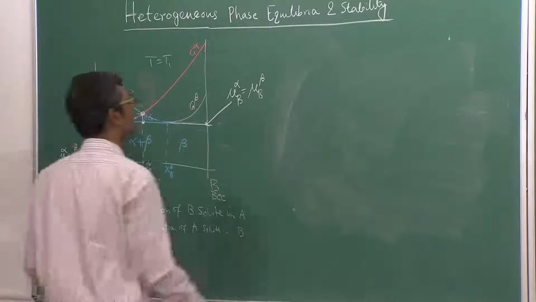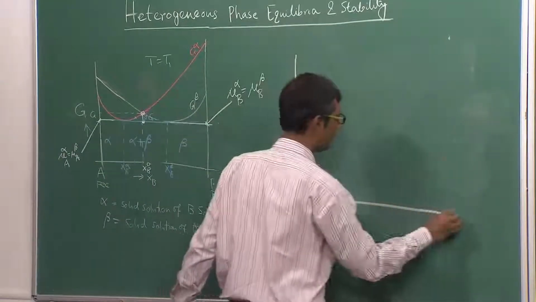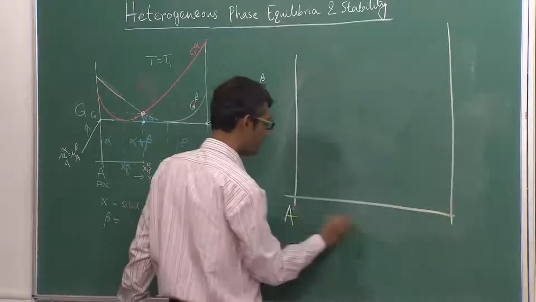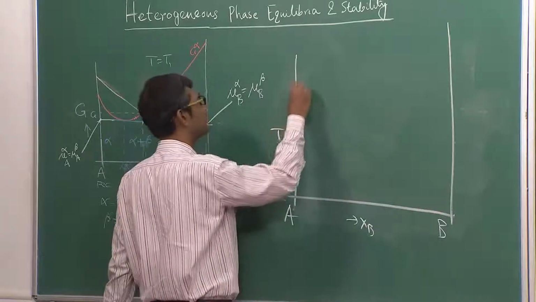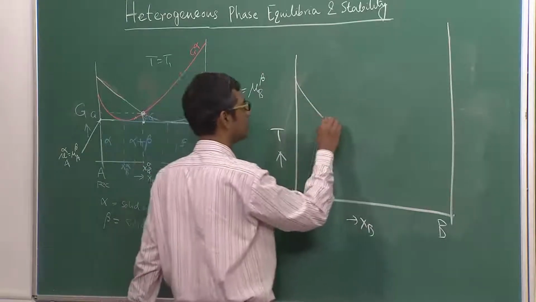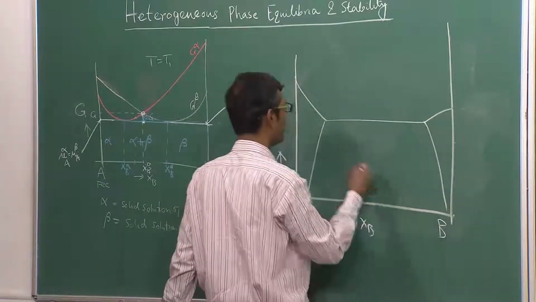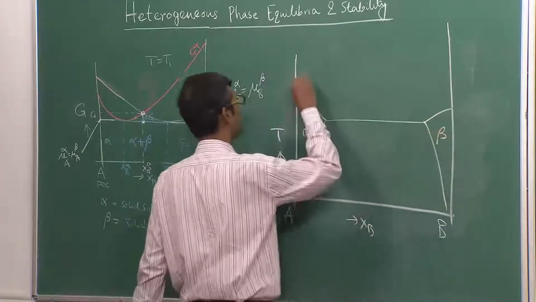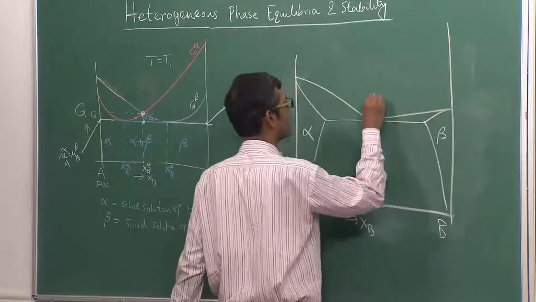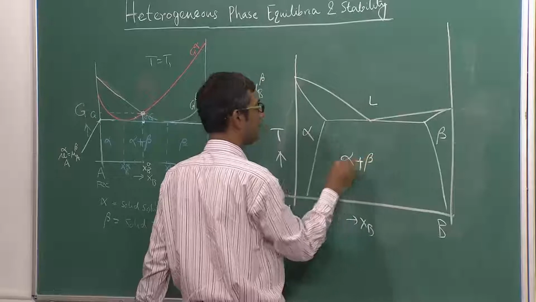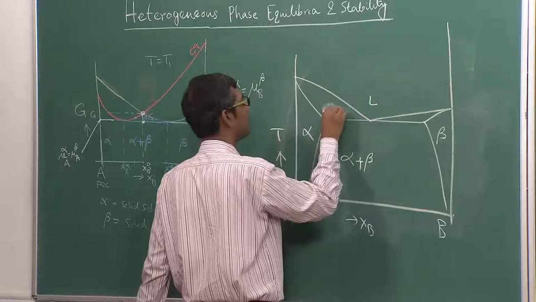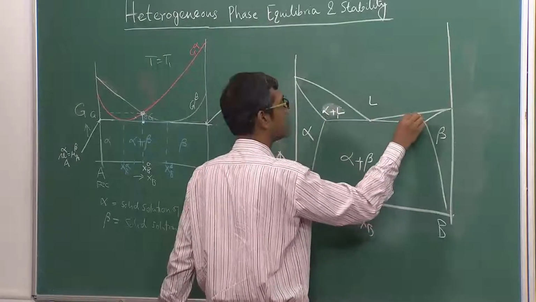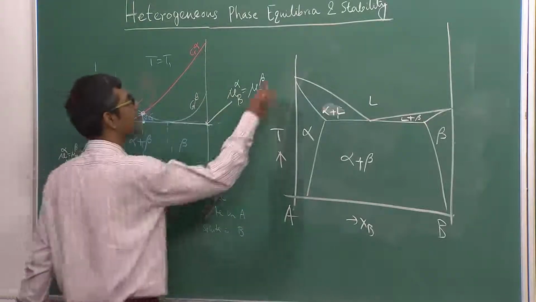Eutectic is a reaction, and therefore a reaction has to be represented by a horizontal line in the phase diagram. Simple eutectic system with two terminal solid solutions, alpha and beta, and with a eutectic reaction, liquid going to alpha plus beta. This is alpha plus liquid, not beta, liquid plus beta. Okay, so this is the simplest possible phase diagram.